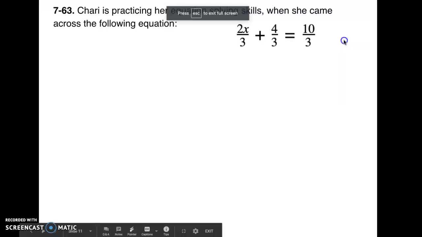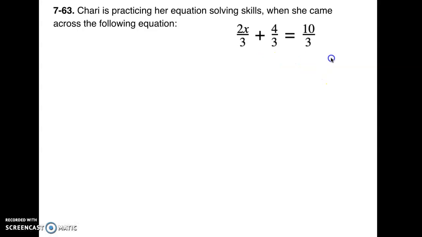Okay, in 7-63, we are asked to solve the equation. And if you take a look, we have 2x divided by 3 plus 4 divided by 3 equals 10 divided by 3. And what we can tell is that our denominator is the same for all three terms.